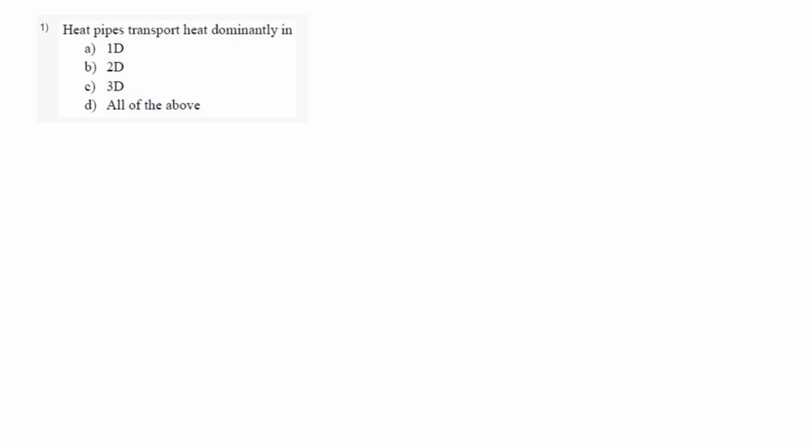So now we'll go to some theory questions. The first one is: heat pipe transports heat dominantly in one dimension, two dimensions, three dimensions, or all of the above. In a heat pipe, the heat is transported dominantly in one dimension. So the answer will be one dimension.